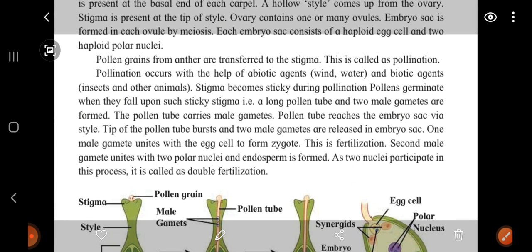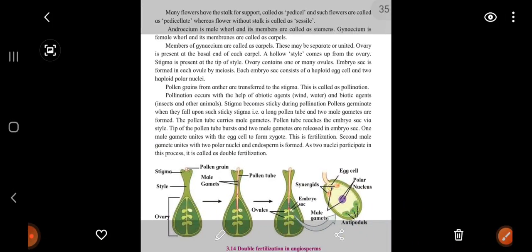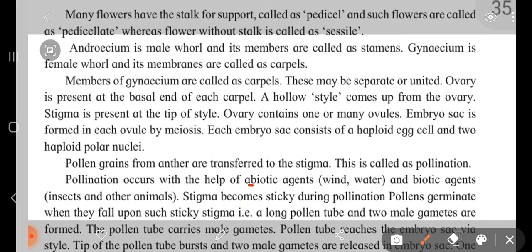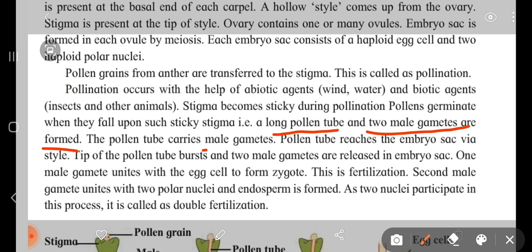Let us understand again. Pollination occurs with the help of abiotic agents like wind and water, and biotic agents like insects and other animals. Stigma becomes sticky during pollination. Pollen germinates when it falls upon such a sticky stigma and forms a long pollen tube, and two male gametes are formed. The pollen tube carries the male gametes and reaches the embryo sac via the style.